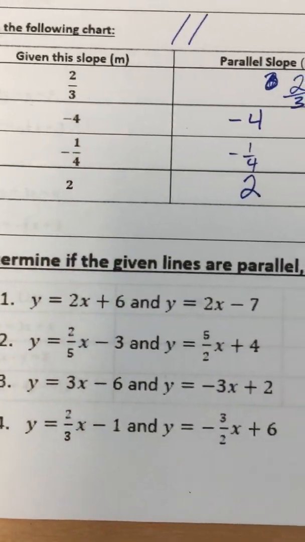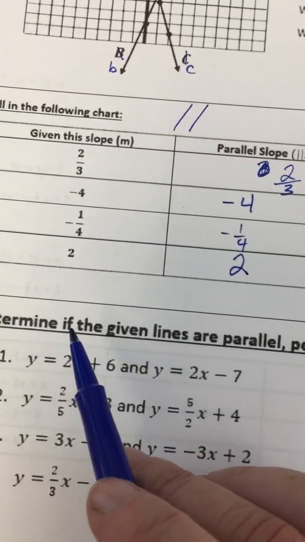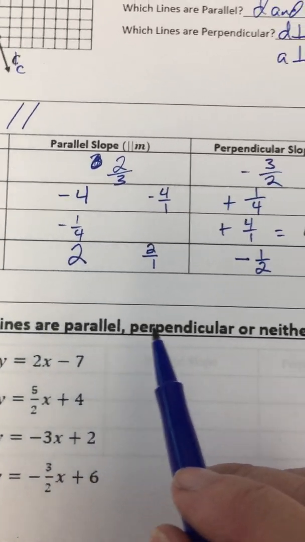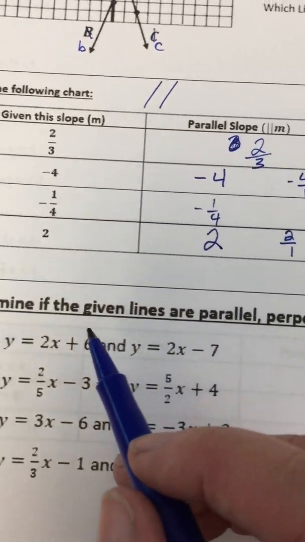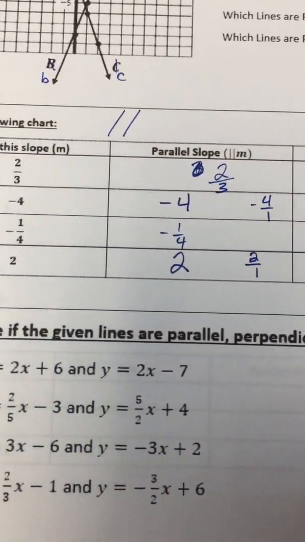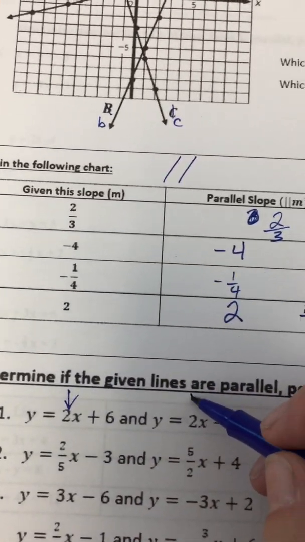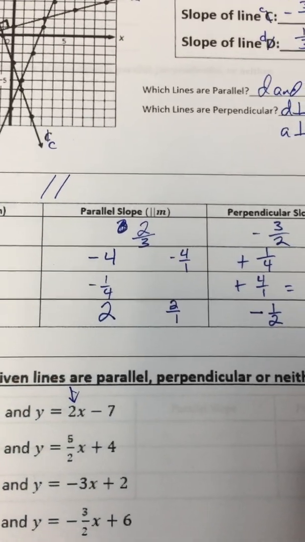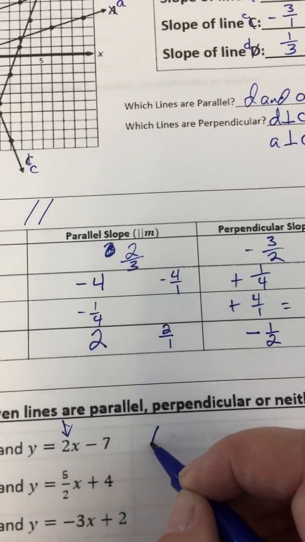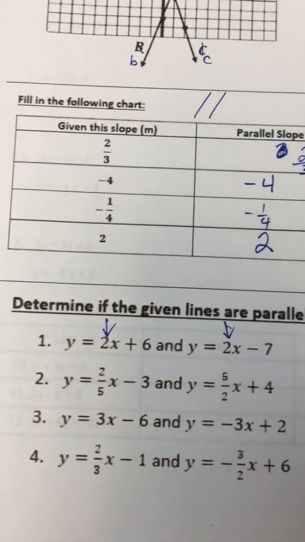Okay, so we're going to now look at these sets of lines. We have two sets of lines in this problem, and they want to know, are the given lines parallel, perpendicular, or neither? So it could be neither. If you're trying to decide if it's parallel or perpendicular, we're only focused on the slope. So this one has a slope of 2, this one has a slope of 2. If the slopes are the same, are they parallel or perpendicular? You are right, they are parallel if they have the same slope.